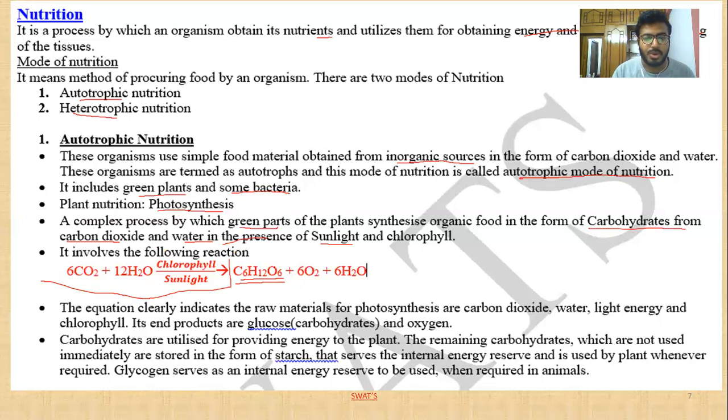Okay, glucose plus oxygen plus water. So there will be three things: glucose, oxygen and water. In the photosynthesis process, four things are required. First one is what? Carbon dioxide, water, chlorophyll, the green pigment in the plant, then sunlight. If you have all four, what will you get? Glucose, oxygen and water.